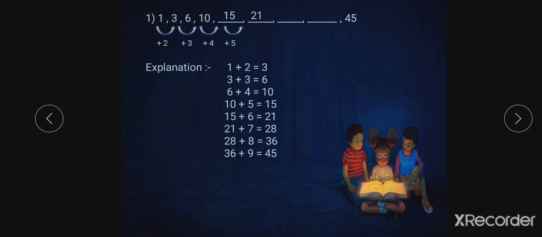And when we add 7 to 21, we will get our next number, that is 28. And when we add 8 to 28, we will get our next number, that is 36. And in this way, when we add 9 to 36, we will get the last number, that is 45. Children, I hope it was clear to you. If not, don't worry. We will see our second example.